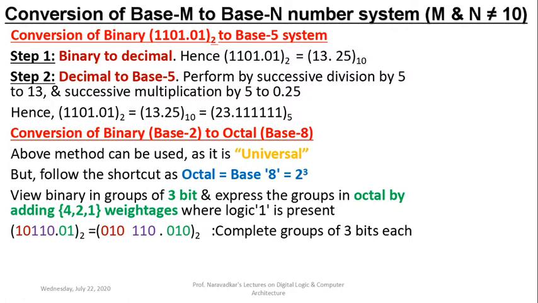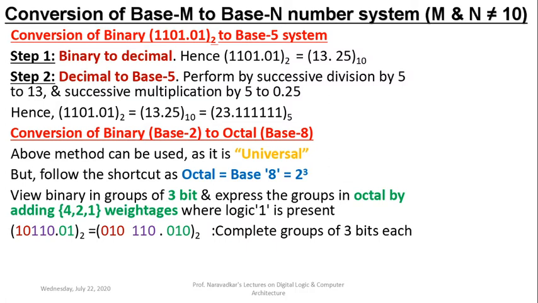In total, 3 groups are formed: 2 groups to the left of the binary point, and 1 group on the right of the binary point. Now the weightages are to be added. The very first group on the extreme left is 0, 1, 0. Within that group, weightage of 4 cannot be added because there is a 0 bit, but weightage of 2 will be added, and weightage of 1 will not be added. It means that the first group is only 2. Its equivalent octal is 2.